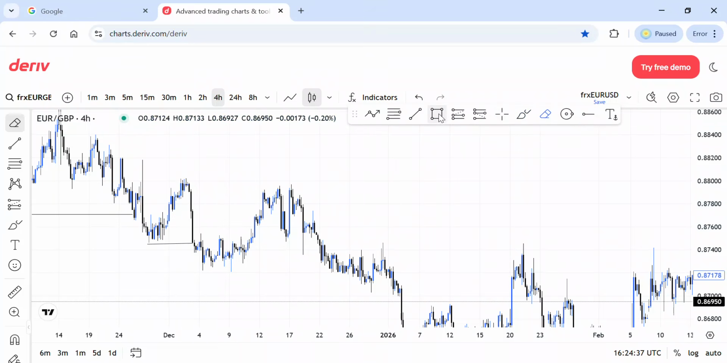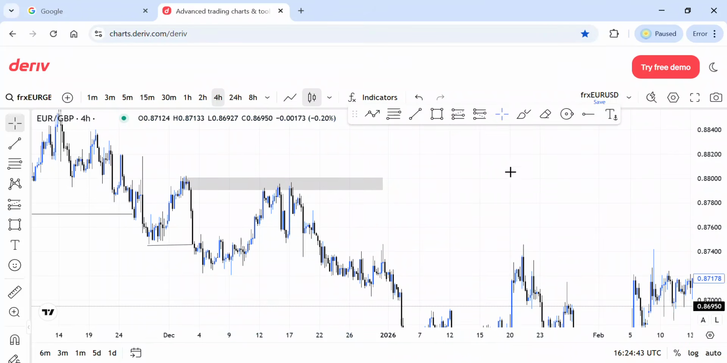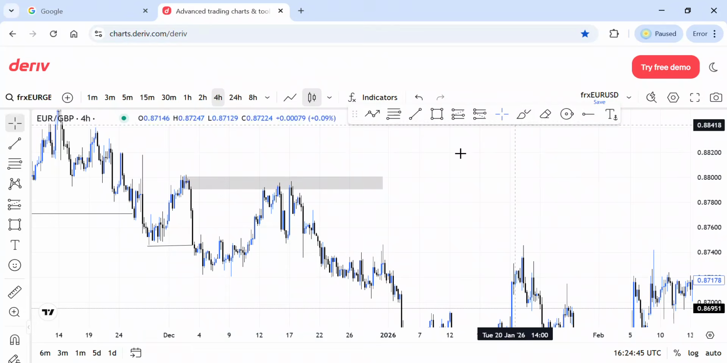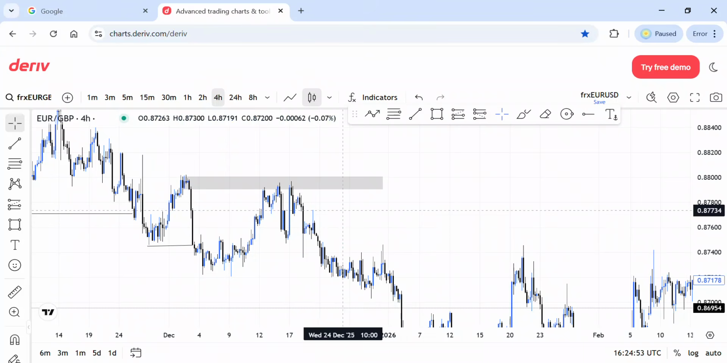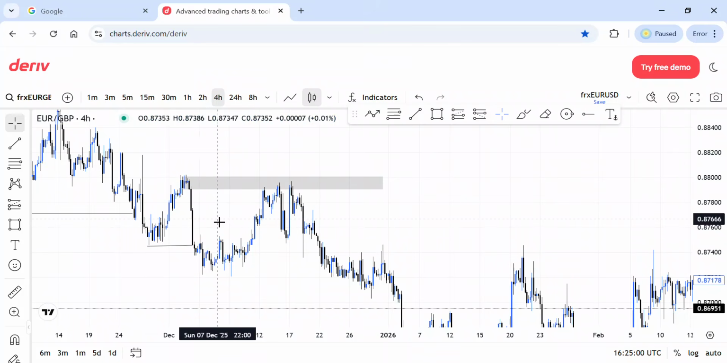Then after that, what else? You mark your supply zone. This is our supply zone. The last rule is to be considered on your confirmation entry time frame: you need the market taking out liquidity on your confirmation entry time frame. That is the last thing to do if you are trading supply and demand. According to this, this is a supply zone, so we are selling here, not buying.